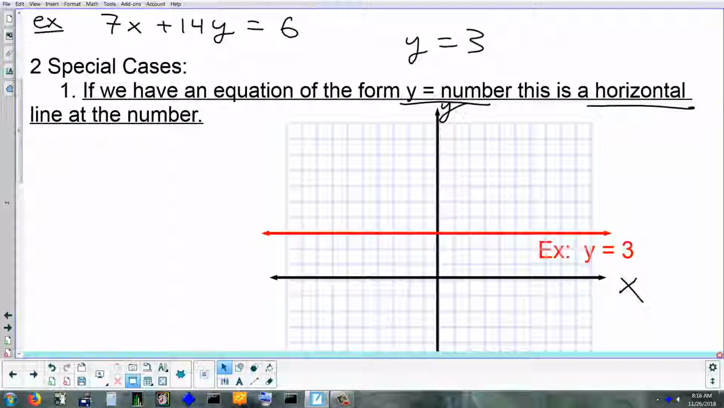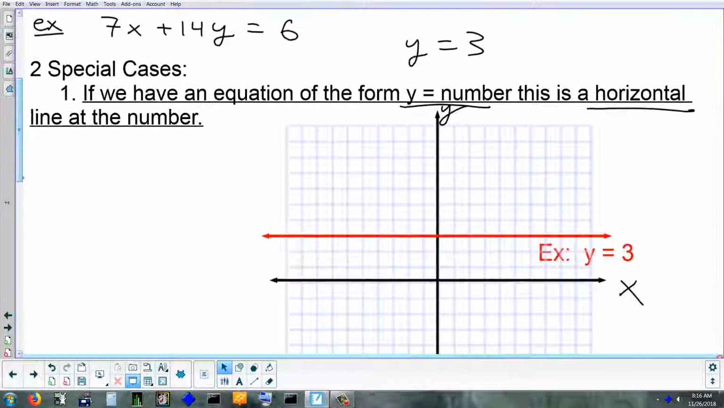Again, how do you know that's a special case? Just by looking at it? There's only one letter. There's only one letter. Okay? So it's a special case.